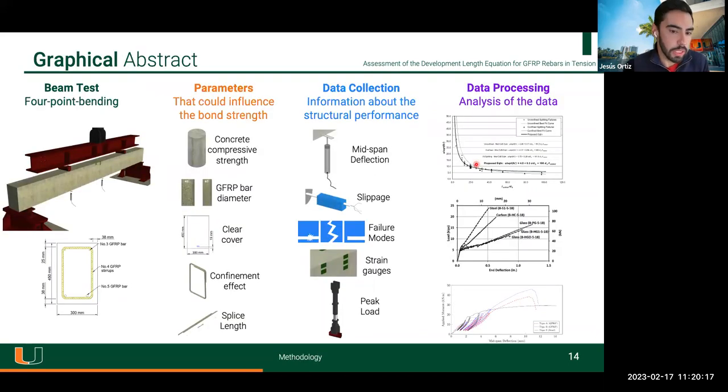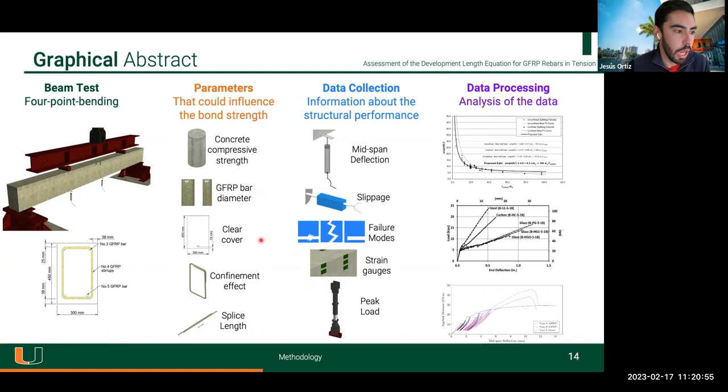Okay, so this is the graphical abstract of the research we are currently carrying out. We decided to test 38 concrete beams in this first phase. The beams are 300 millimeters wide by 450 millimeters deep and 5.2 meters long. The parameters that we selected, based on the literature review, could influence the bond strength: the concrete compressive strength, the GFRP bar diameter (for this phase, we are only focusing on number 5 GFRP bars), and the clear concrete cover.